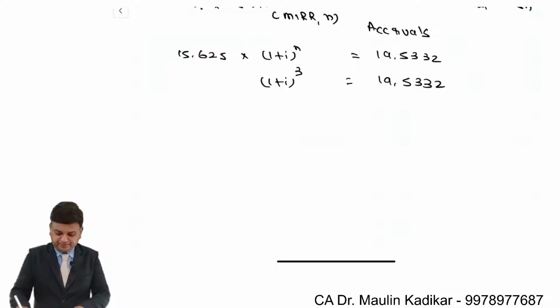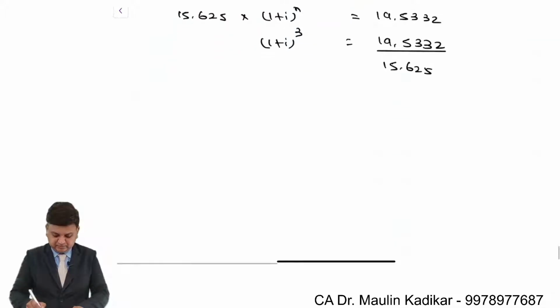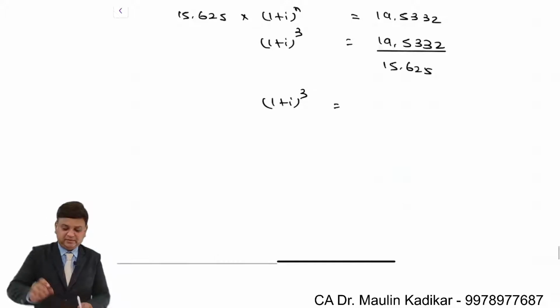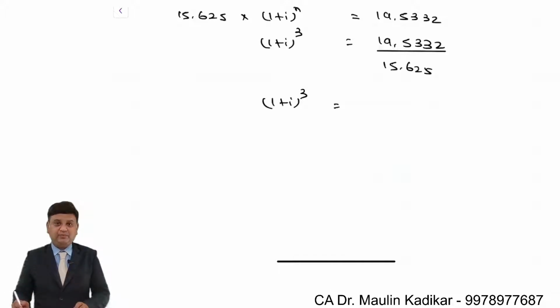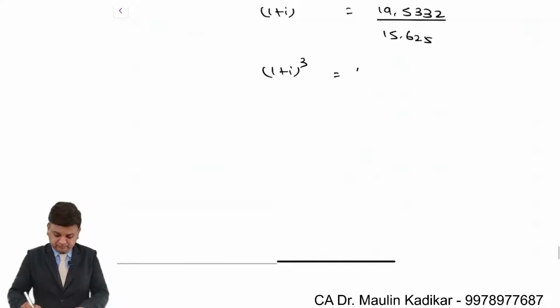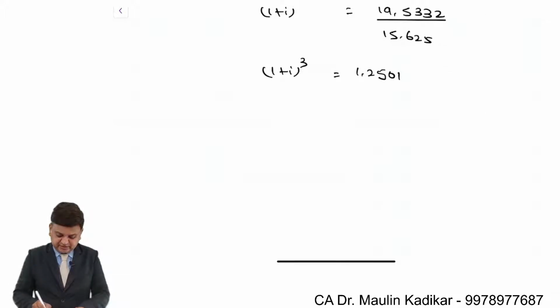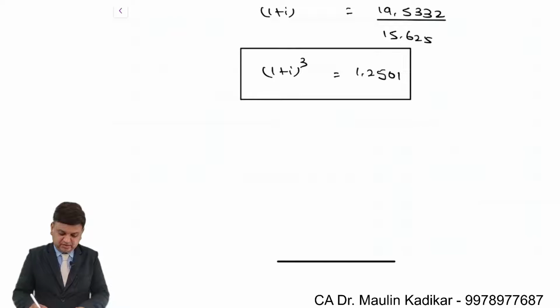19.5332 divided by 15.625. So (1 + i)^3 is equal to 19.5332 upon 15.625, which is 1.2501. This is what we understand. Okay. Now i will be calculated as a balancing figure.